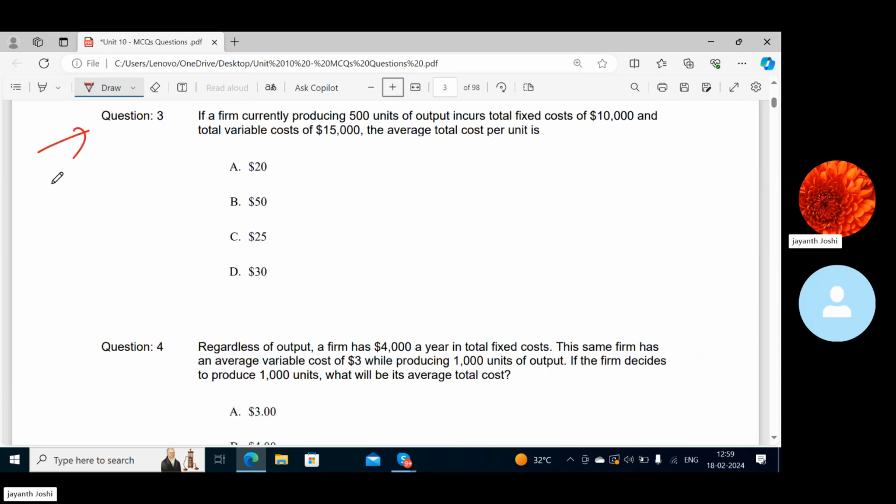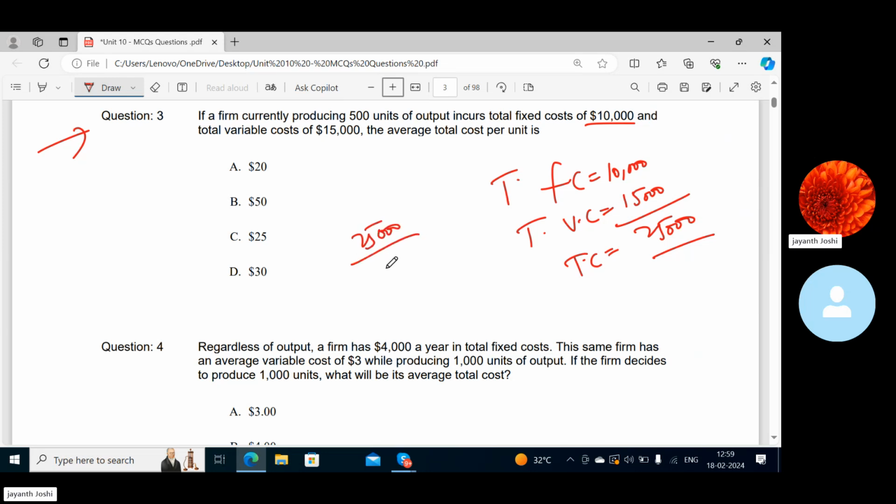Question number 3. Now, if a firm currently producing 500 units of output incurs total fixed cost of $10,000. So fixed cost is $10,000. Total variable cost is $15,000. Total is $25,000. They're asking per unit. So 25,000 divided by 500 is how much? We'll get the average total cost per unit.